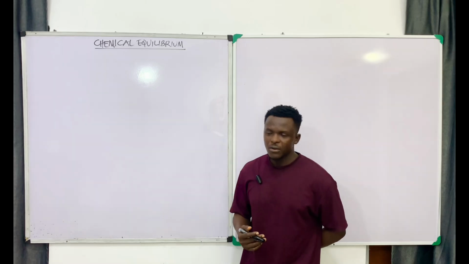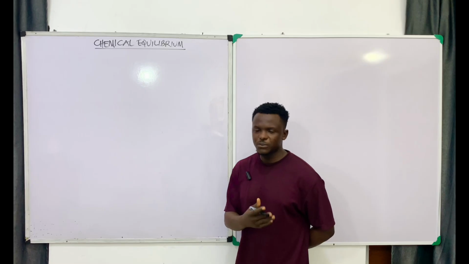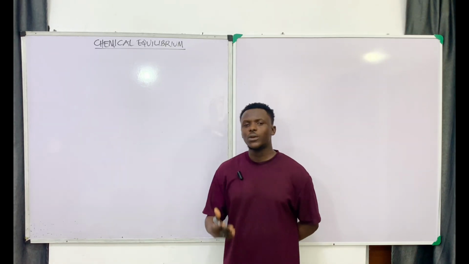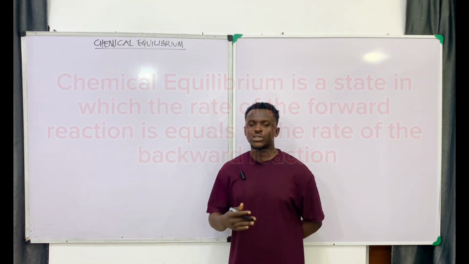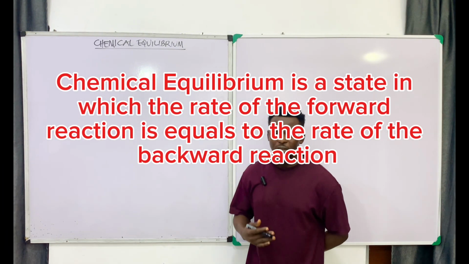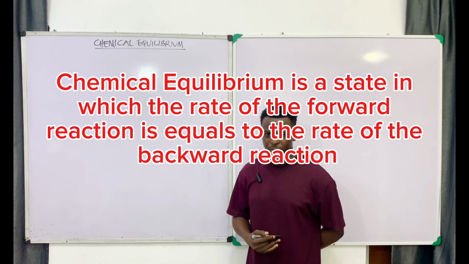First topic, definition of terms. Features of equilibrium. So what is the definition of chemical equilibrium? How can we define chemical equilibrium? Please put down: chemical equilibrium can be defined as the state in which the rate of the forward reaction is equal to the rate of the backward reaction.